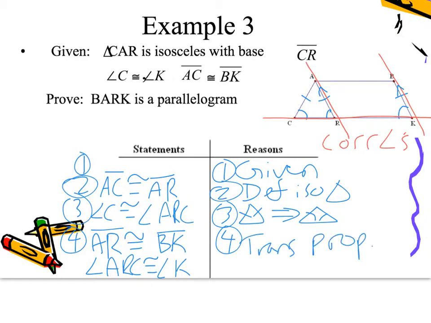Now, some may or may not want you to combine those into one step because one of them's talking about segments, the other's talking about angles. But really, neither one of those statements depends on the other one happening, right? AR and BK can be congruent from transitive property, and ARC could be congruent to K by transitive property, and it doesn't bother the other one. So that's why I'm putting them together, okay? If you want to separate them, that's cool. I'm going to put them together, though, because I'm crazy like that. Okay, so now that I've got those angles congruent, that allows me to prove that AR is parallel to BK.